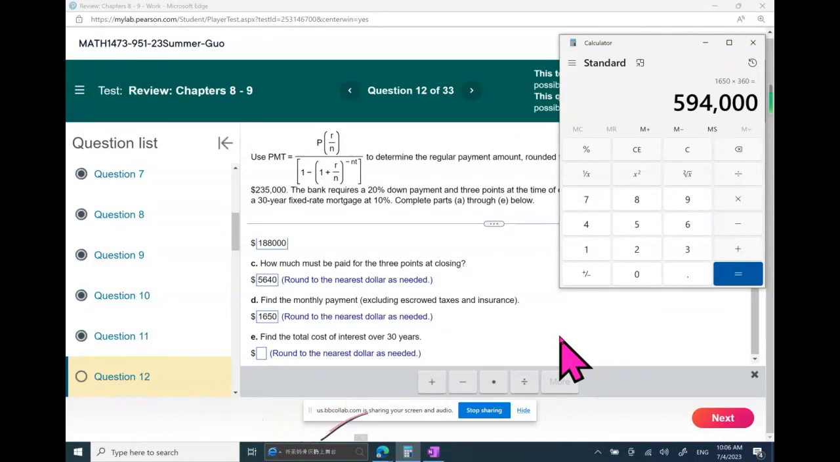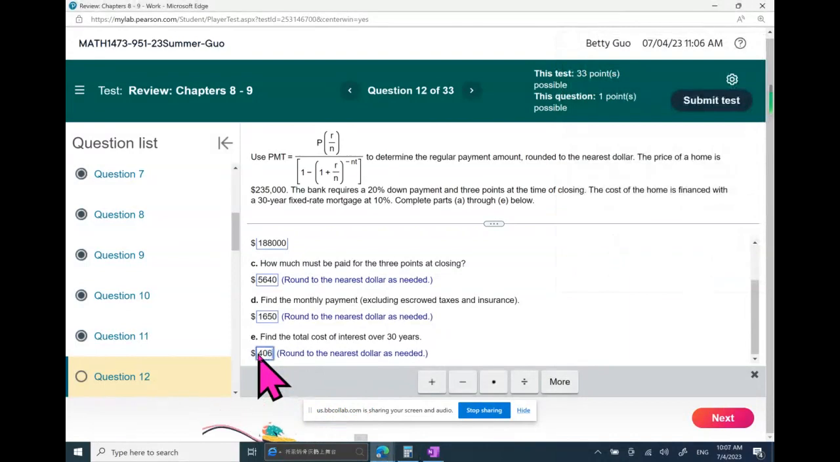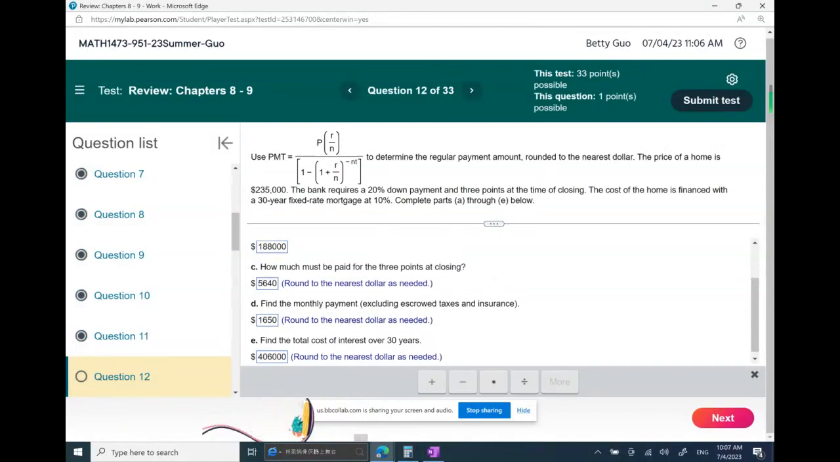And then you're gonna use that amount to subtract the money you owe minus the money you borrow, 188,000. The difference, wow, the difference is a lot. The difference is 406,000. Only because the interest is so high. 10% is very high interest.